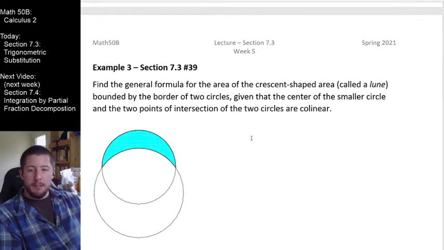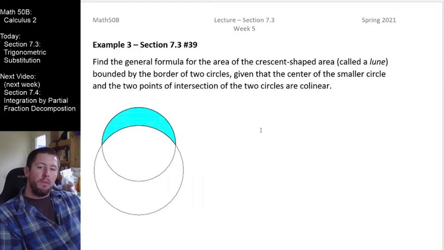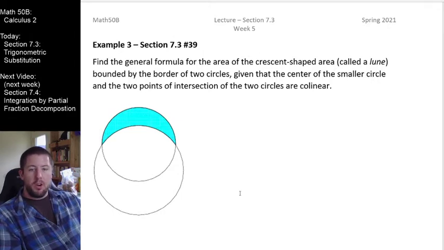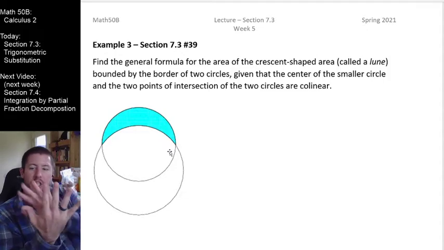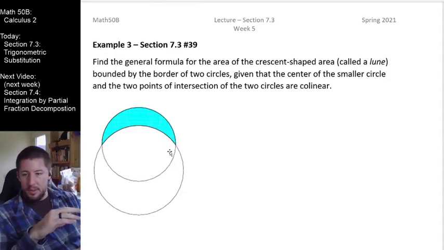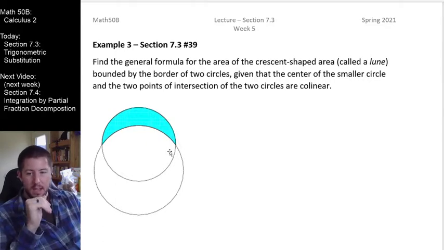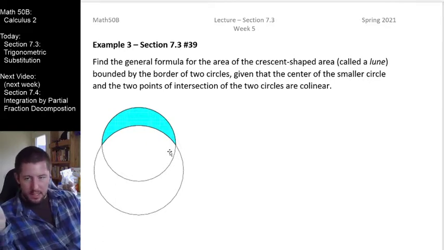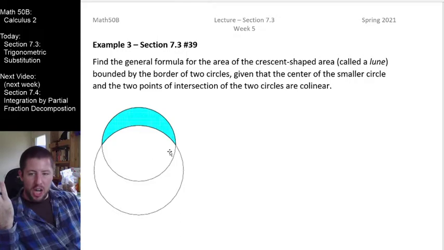So let's go ahead and do this here. We want to find the general formula of this blue region, a crescent-shaped area, which is referred to as a lune. It's bounded by just the border of two circles. This is going to be a very general problem. You should notice there are no numbers, no letters associated with this whatsoever. This is just a shape in space. We're going to need to put down a coordinate system, do this in general terms of R's, and come up with our own variables.